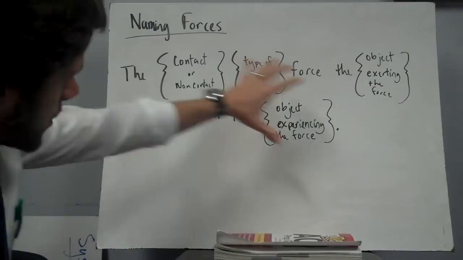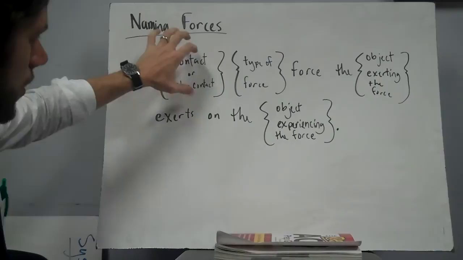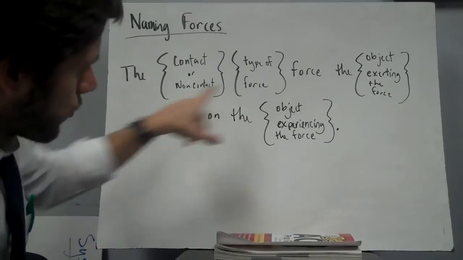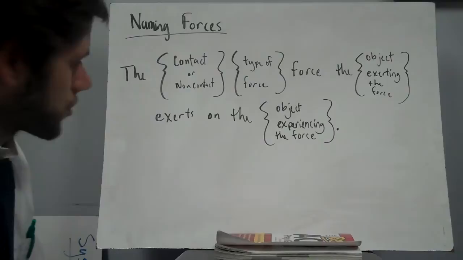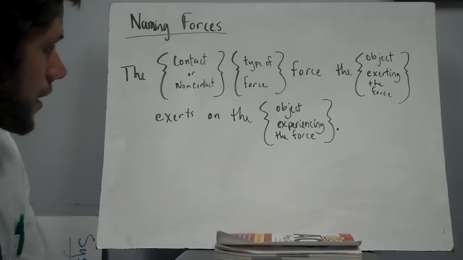I'll go through each of the pieces in brackets. You have to decide what goes in the bracket piece, and then when we finish, we'll end up with a full statement that tells us about forces that might be interacting. So let's walk through what each of the brackets means. The first bracket, you decide whether or not the force you're talking about is a contact or non-contact force. It's very easy up front because we only know one non-contact force, that's force gravity.